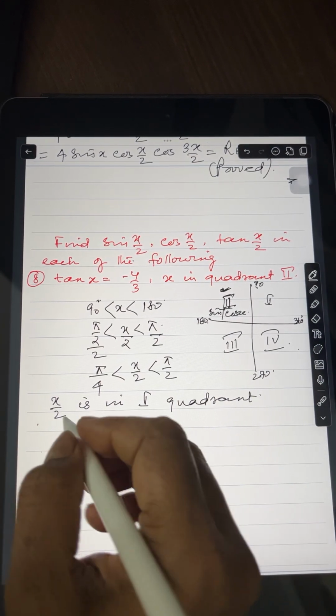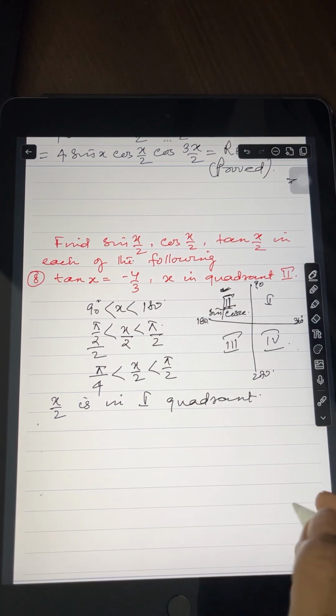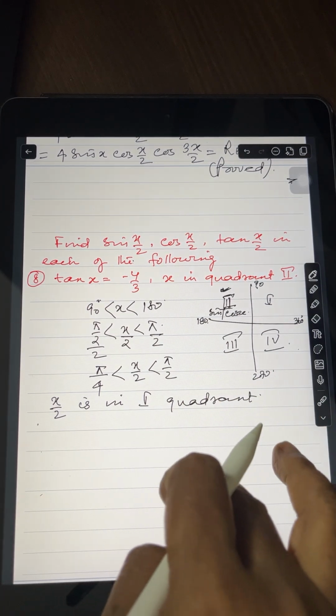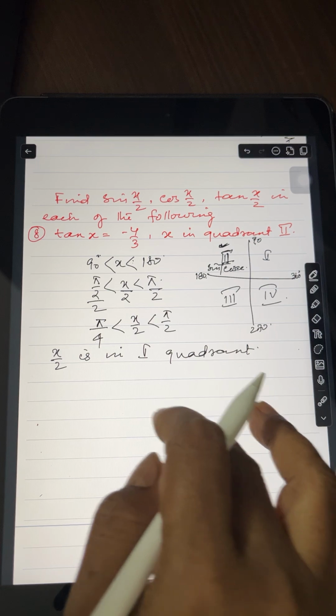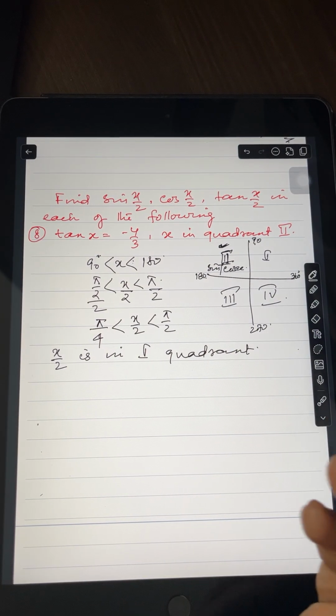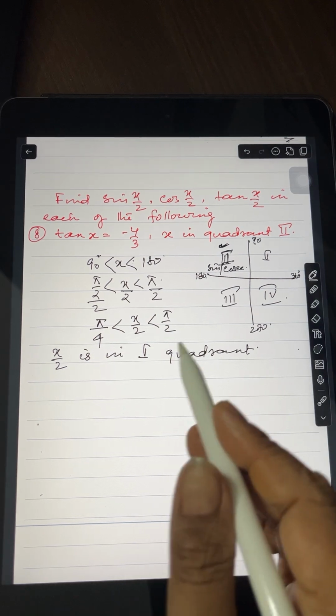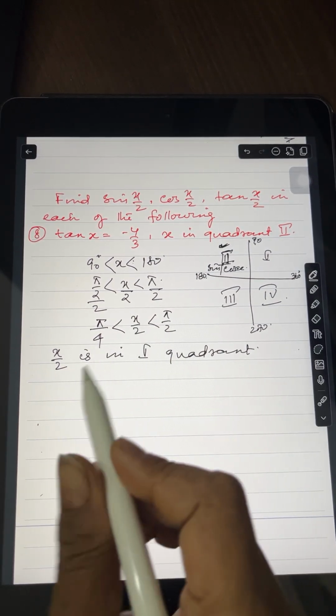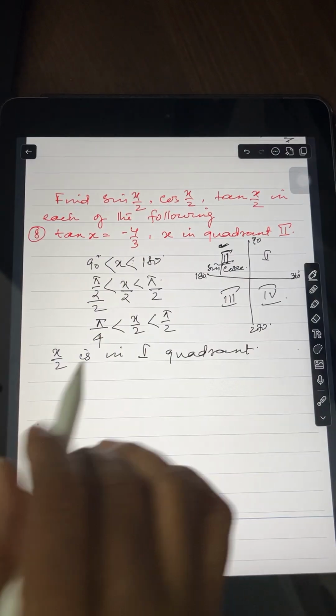Understood? Why I am doing this, you will understand later. Why have I solved this like this, x by 2? Because you will have to find out whether it is plus, whether it is negative, or whether it is positive. You will have to find out the result. Now we'll come to the question.